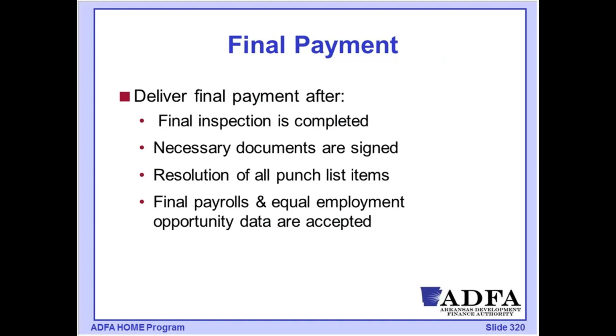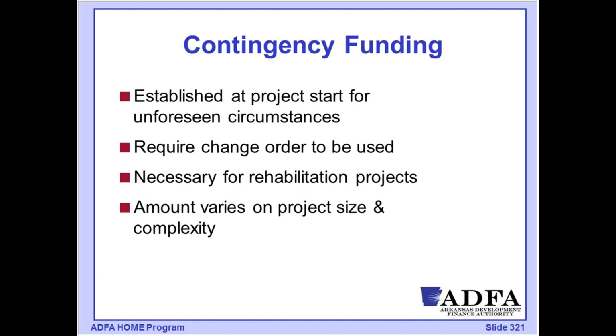So that final payment will only come after the final inspection has been completed, all the documents are in place. We have documentation that all those punch list items have been taken care of. In particular, we may have Davis Bacon, other wage rate requirements, so making sure that the final payrolls, equal opportunity data has been provided and has been accepted. So we're trying to make sure that we've got all of our ducks in a row. There are no outstanding issues before we make a release of that final payment.